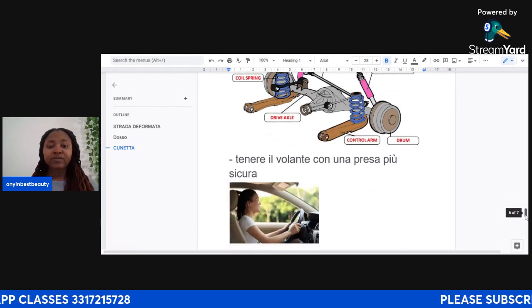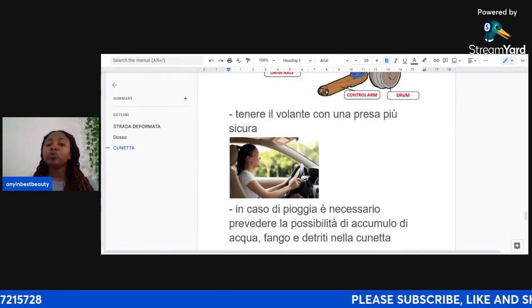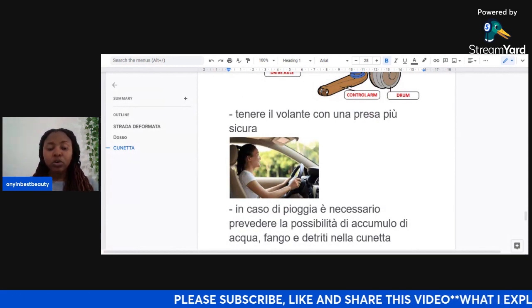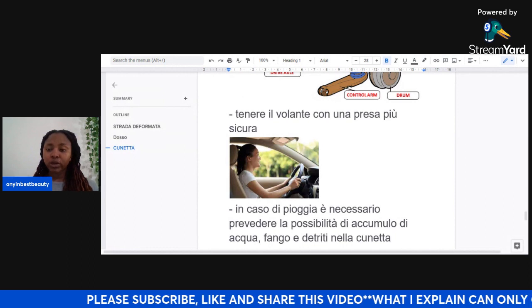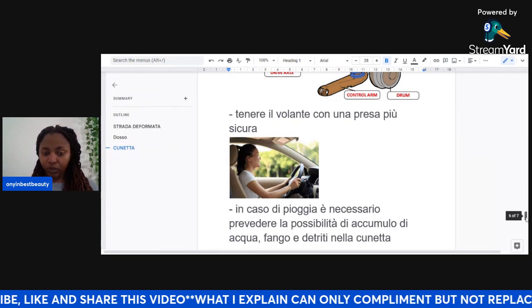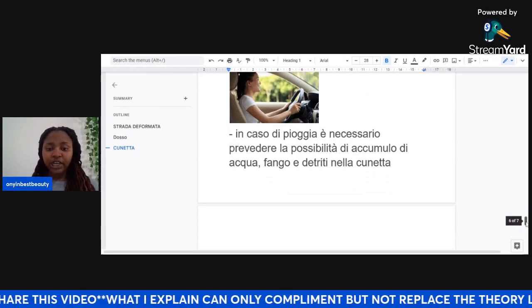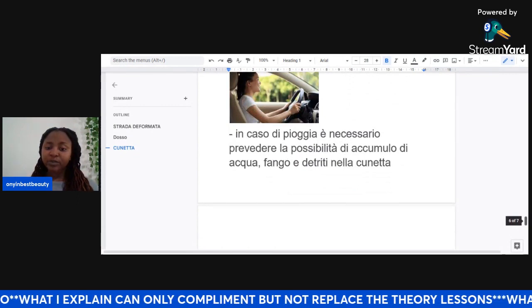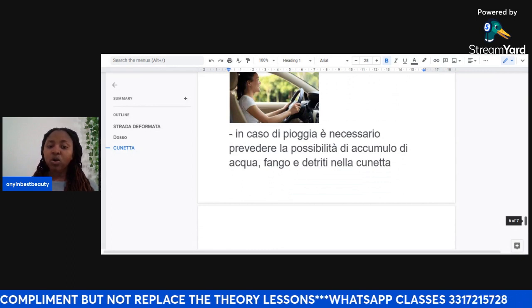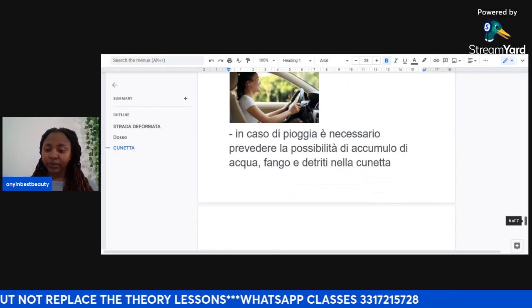Ok, tenere il volante con una presa più sicura. Hold on to your what? Steering wheel firmly. Hold on to it tightly. Hold on to it strongly. Okay, in this kind of road. In caso di pioggia è necessario prevedere la possibilità di accumulo di acqua, fango o detriti nella cuneta.